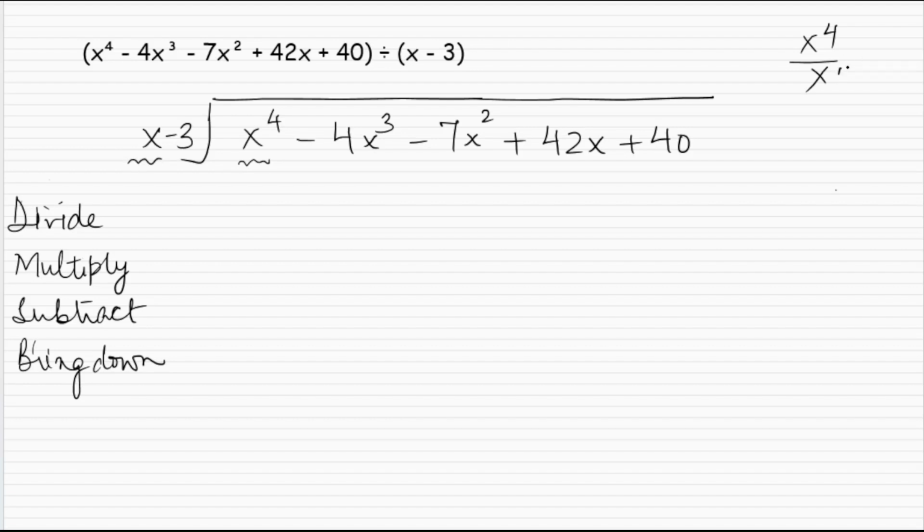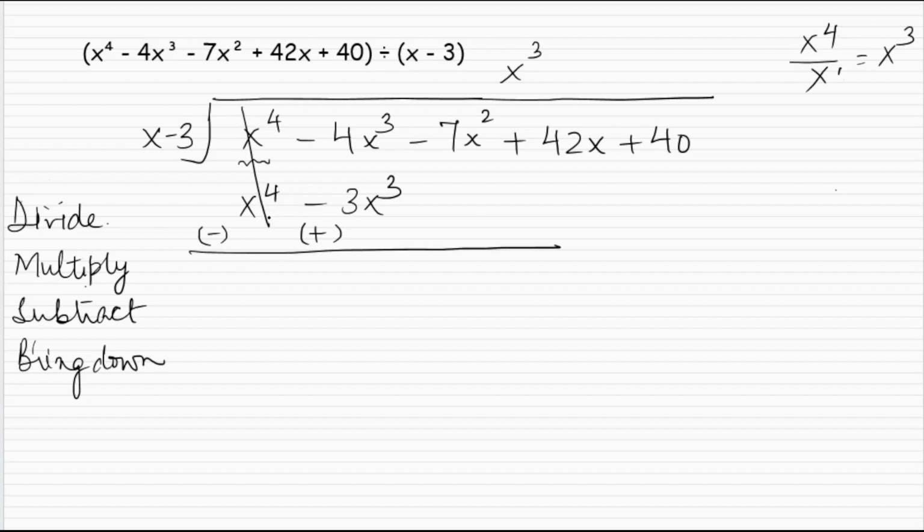So we are dividing this with this. The exponent of x is 1. So x4 divided by x1 is x3. 4 minus 1, 3. So I got my first term, x cube. And now we have done divide. Now multiply. Multiply x cube with x and negative 3. So what is x cube with x? It's x4. And then x cube with negative 3 is negative 3x cube. So now my next step is to subtract. While subtracting, we change the signs.